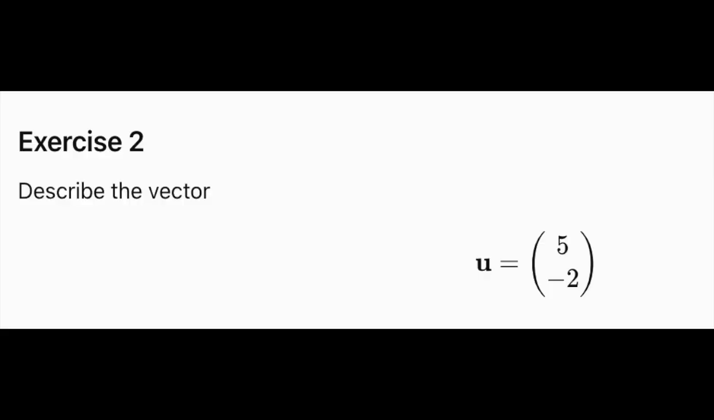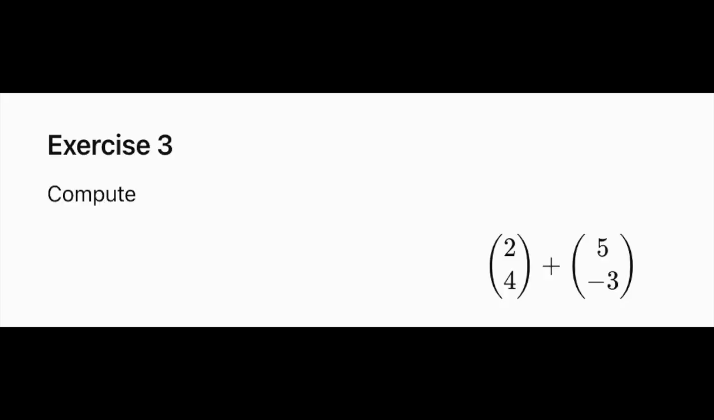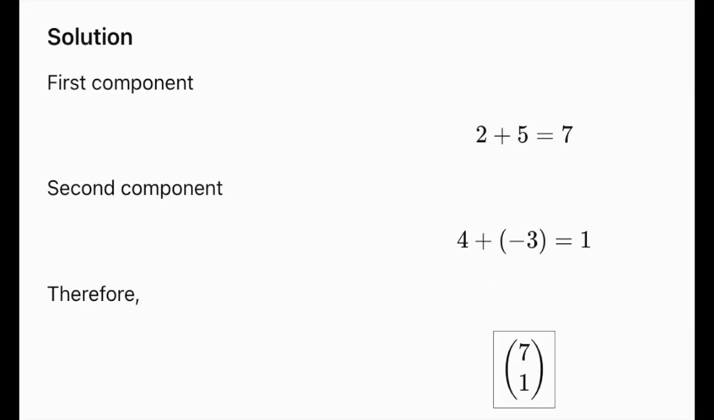Exercise 2. Describe the vector u equals (5, -2). Solution. The vector moves 5 units to the right and 2 units downward. Notice that a negative y coordinate means movement downward. Exercise 3. Compute (2, 4) plus (5, -3). Solution. First component: 2 plus 5 equals 7. Second component: 4 plus -3 equals 1. Therefore, the vector is (7, 1).